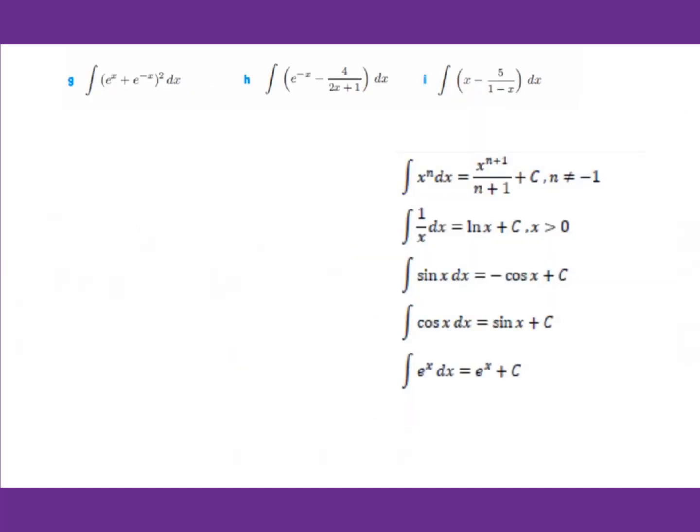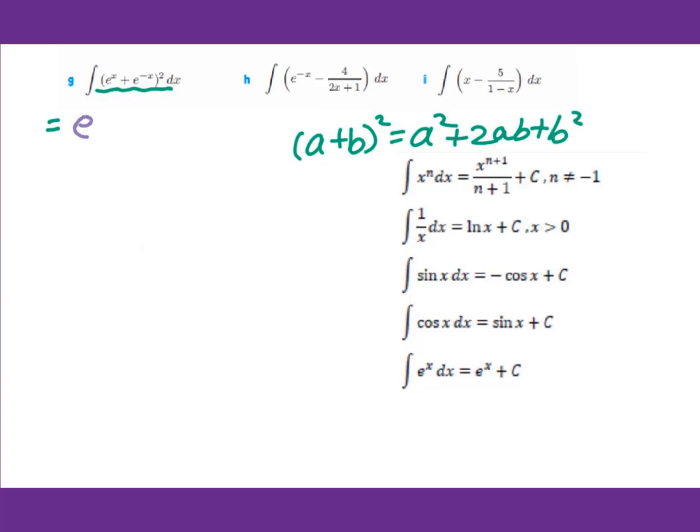Now let's go to g. First of all, you have to expand this. We know that a plus b squared equals a squared plus 2ab plus b squared. Therefore, you will get e to the 2x power plus 2 times e to the x power times e to the negative x power plus e to the negative 2x.